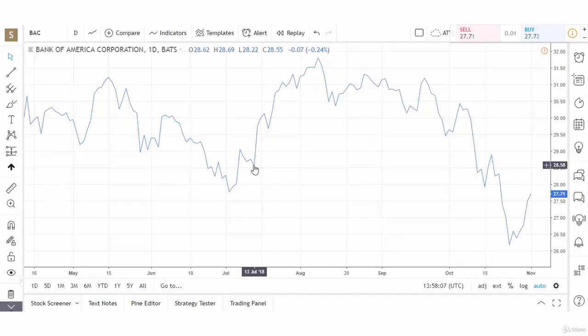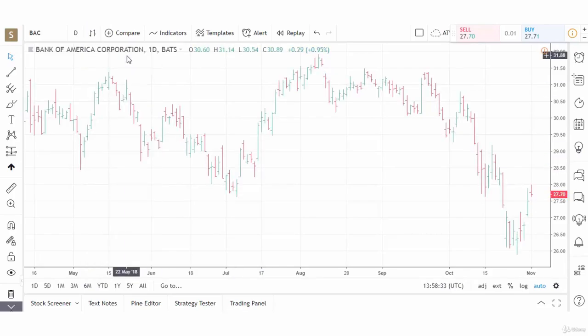The high for the day was 28.69. The low for the day was 28.22. And the close for the day was 28.55. This will be true on all the types of charts we look at, on the line chart, the bar chart, and the candlestick chart, that it will give you the day at the bottom and the open, high, low, and close at the top. So now let's look at a bar chart.